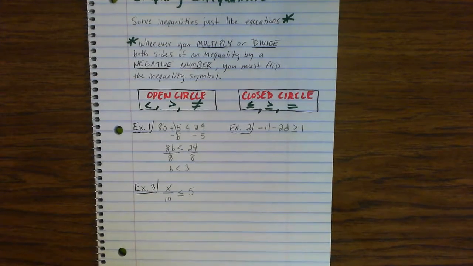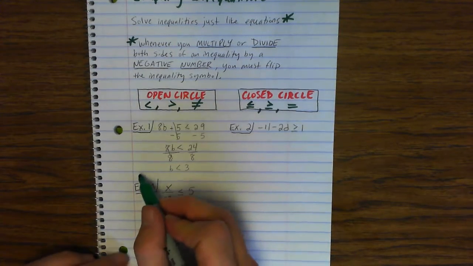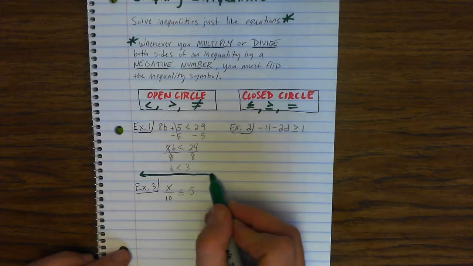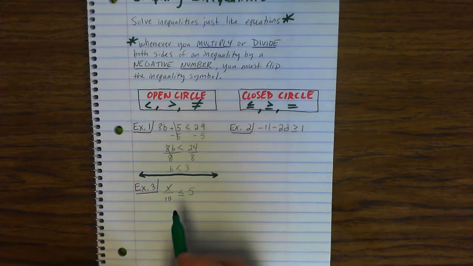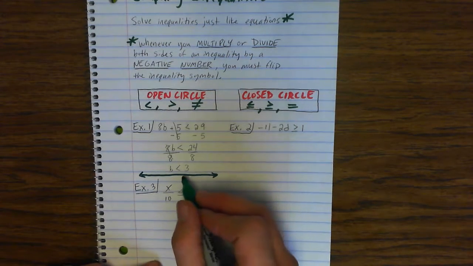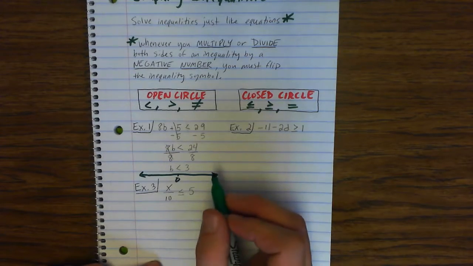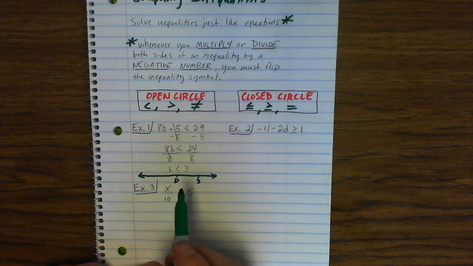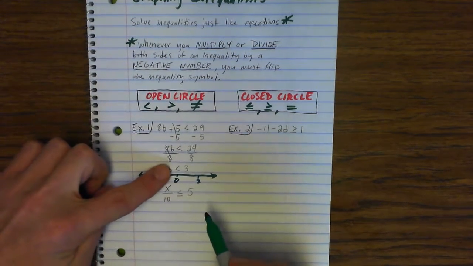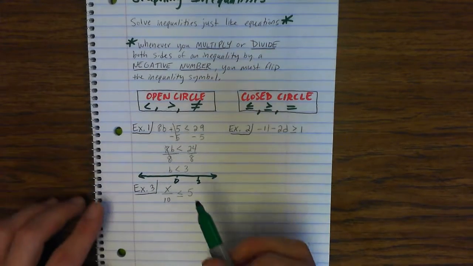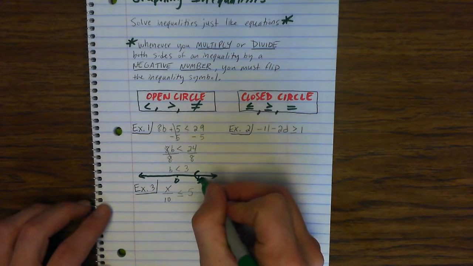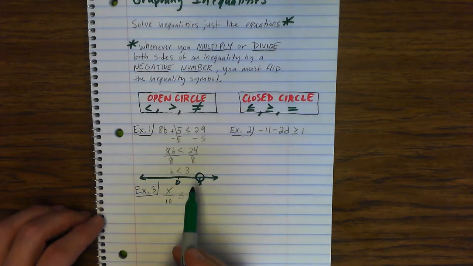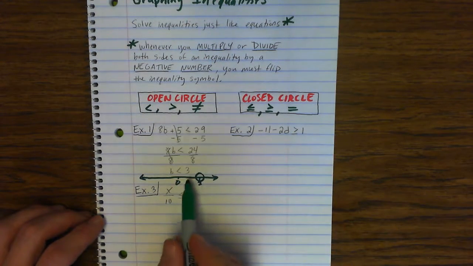So now our last step is to graph that inequality. Probably should have left myself a little more room. You might want to leave yourself more room in your notebook. But I'm going to make my own number line. That's 0. Here is 3. So b is less than 3. Since this is less than, I'm going to need an open circle at 3. Open circle. And less than is this direction.